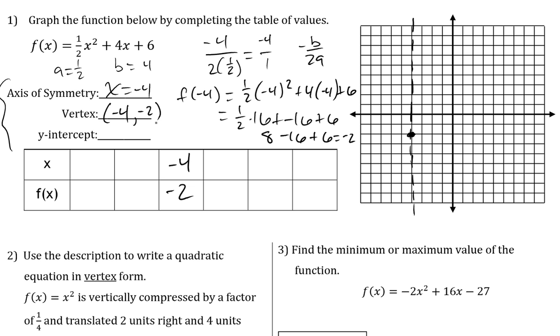Another value that's very useful to look at is the y-intercept, because it's so easy to get. When x equals 0, just looking at the function, y has to be 6. So that's another very quick, easy value to get. 0, 1, 2, 3, 4, 5, and 6.